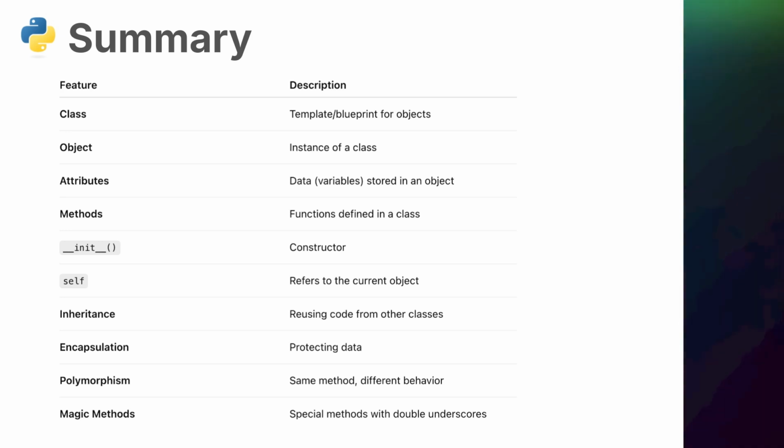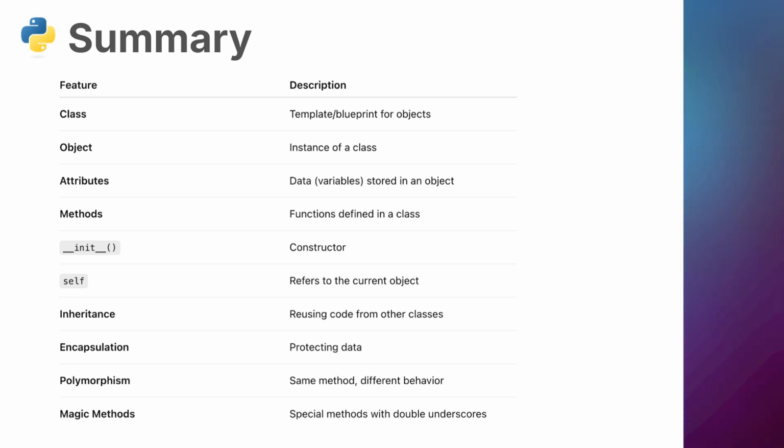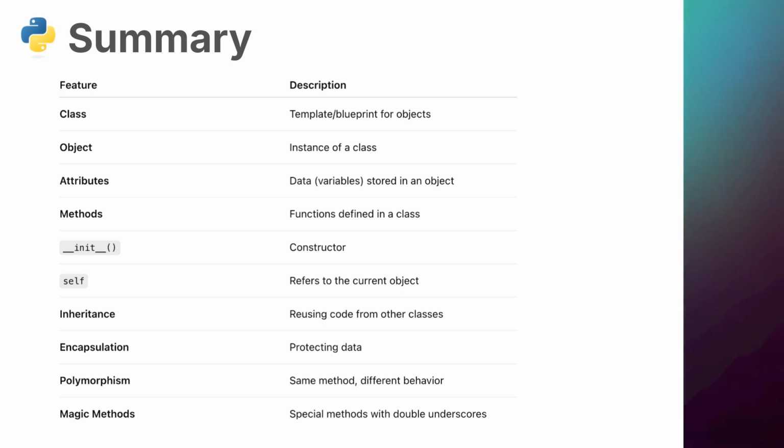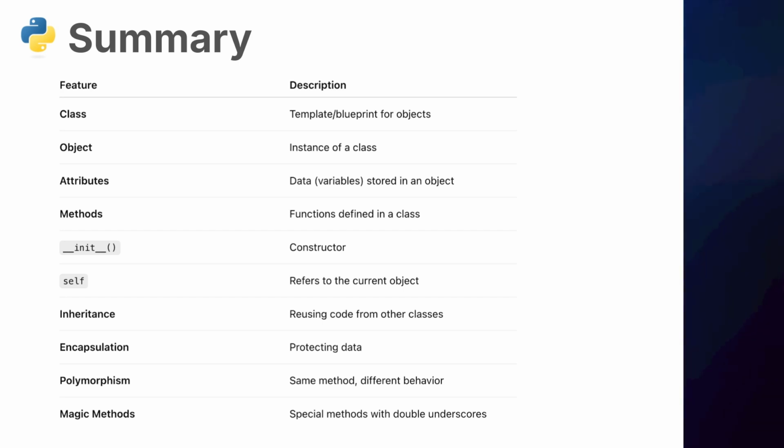Attributes are the data or information stored in an object, such as the car's color, brand, or speed. Methods are the actions or behaviors the object can perform. For example, a car can start the engine, honk, or drive. Init. This is called a constructor method. It automatically runs when you create a new object. It sets up the object's attributes, like setting the brand and color of the car.